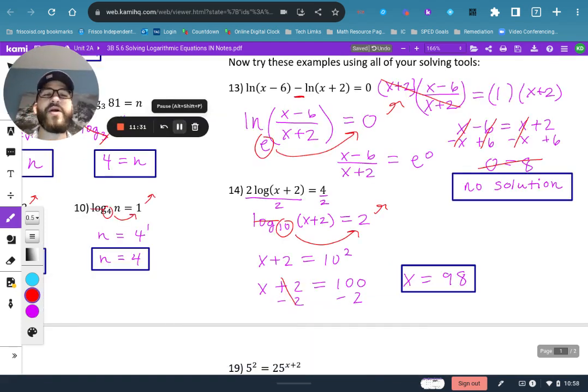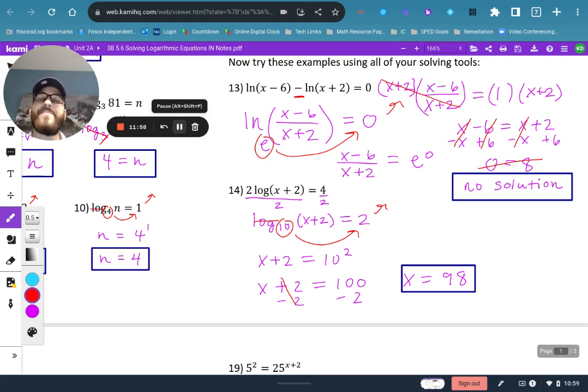All right, y'all, let's talk about 13 and 14 real quick. On 13, I have two logs that are being divided, so I can combine them into a single logarithm. Or sorry, I have two logarithms that are being subtracted, so I can combine them into a single logarithm with the insides divided. So it becomes natural log of x minus 6 divided by x plus 2, and that, of course, is equal to 0.